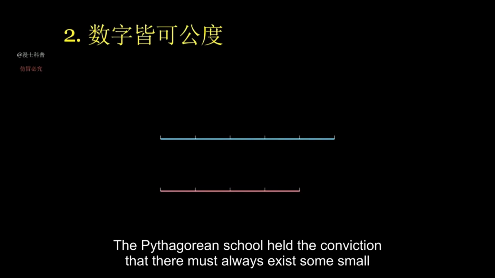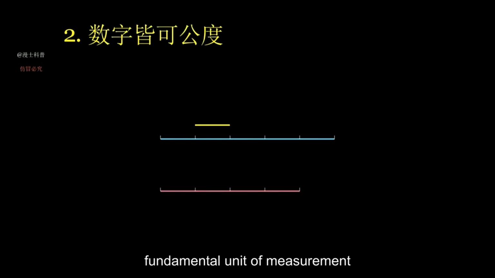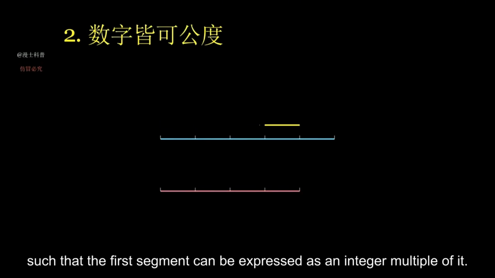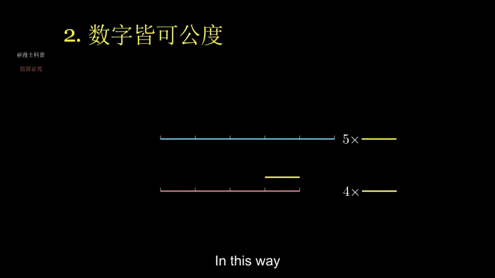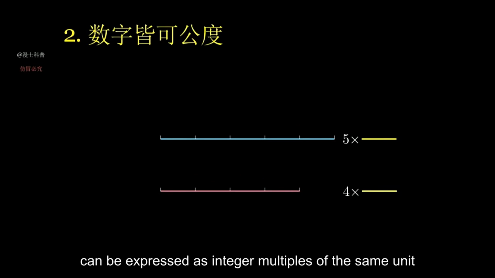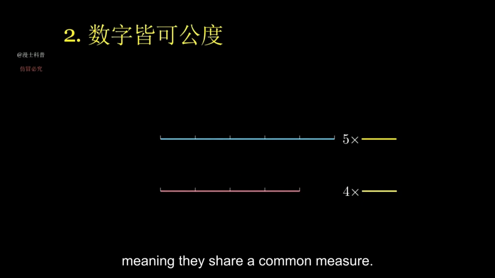The Pythagorean school held the conviction that there must always exist some small, fundamental unit of measurement, such that the first segment can be expressed as an integer multiple of it. Then your second line segment is also an integer multiple of this unit length. In this way, these two numbers, or rather, the line segments, can be expressed as integer multiples of the same unit, meaning they share a common measure. The next question, then, is how to find this small unit that can measure them both.